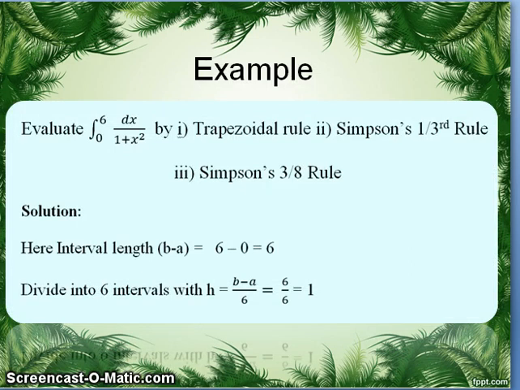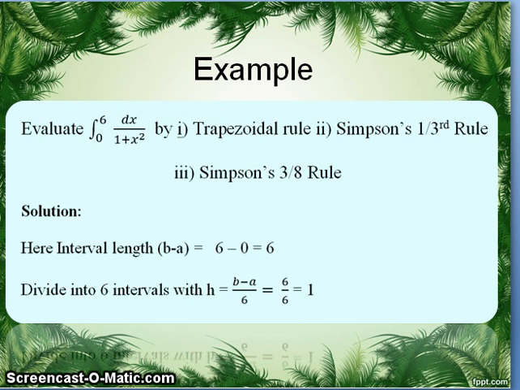Here they have given the example, that is to evaluate the integral 0 to 6 dx by 1 plus x square. By using this integration, we want to find the trapezoidal rule, Simpson's 1/3 rule and Simpson's 3/8 rule. After calculating all these three rules, we can compare and analyze which method will be suitable for this function. In order to derive all the three formulas, we want to formulate the tabular column.